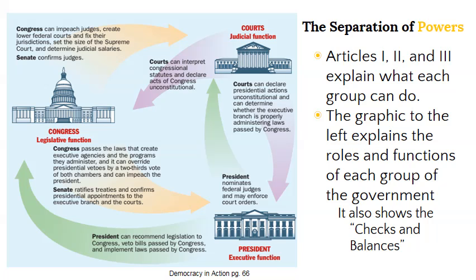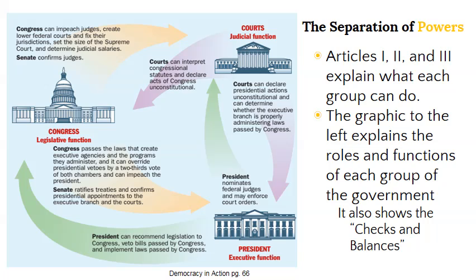Now, looking at this graphic here, we're going to take a look at separations of power. So Articles 1, 2, and 3 explain what each group can do. The graphic to the left helps to explain the roles and functions of each government group. It also shows us the checks and balances of each group. So Congress can impeach judges, create lower federal courts, and fix their jurisdictions, meaning they can set the boundaries of who they represent. They set the size of the Supreme Court and determine judicial salaries.